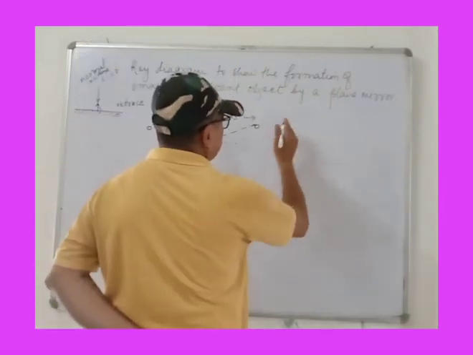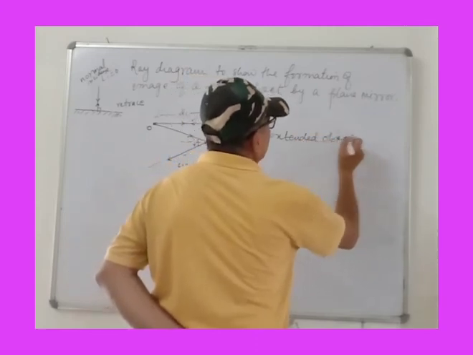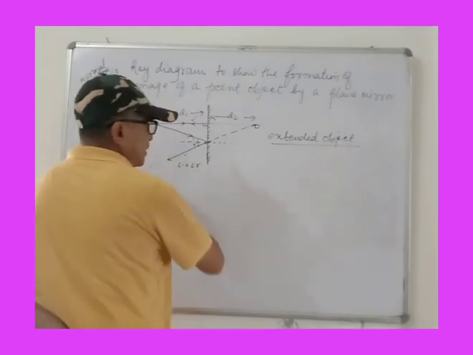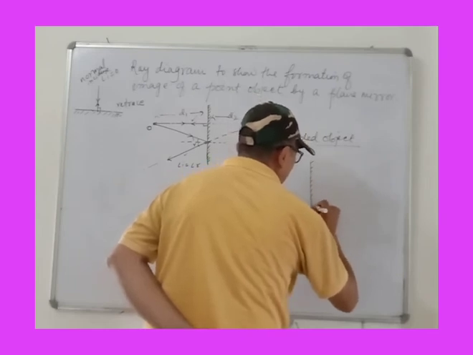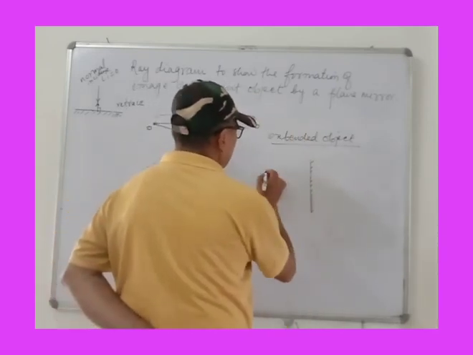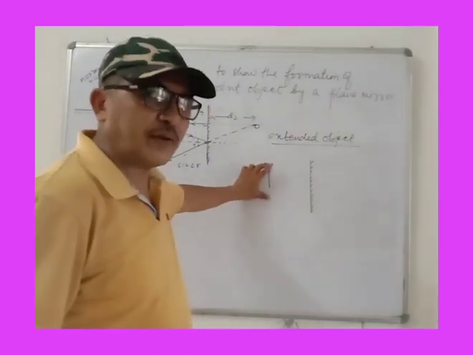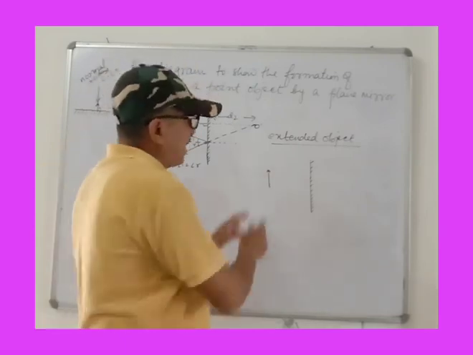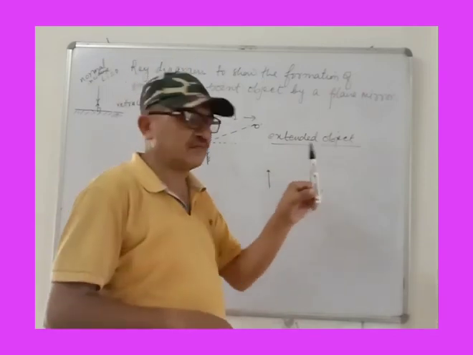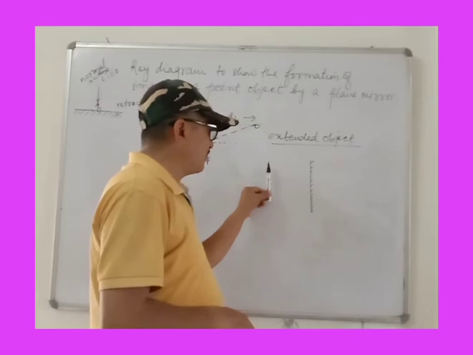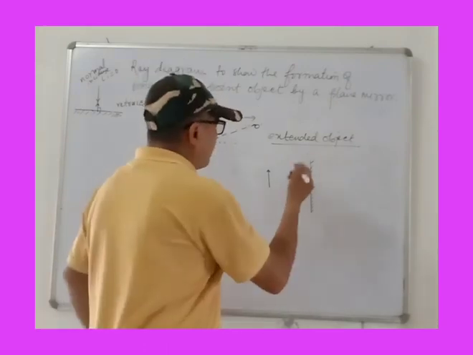Extended object. It is not a point. It is an extended object. Suppose the object is this. You can take a candle also. In your paper, a candle can also be given. I have taken a non-luminous body, suppose my pen. I have taken a pen and I want to see the image formation of my pen behind the mirror. What will I do? Simple.